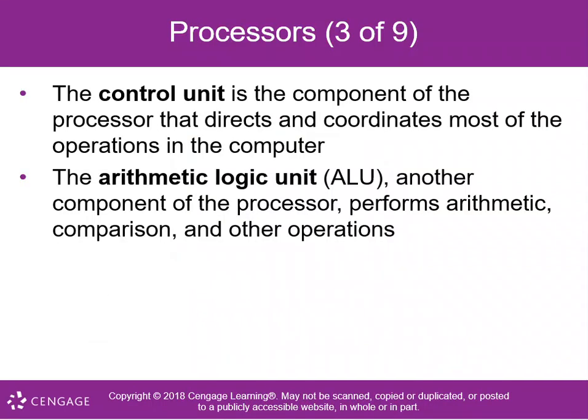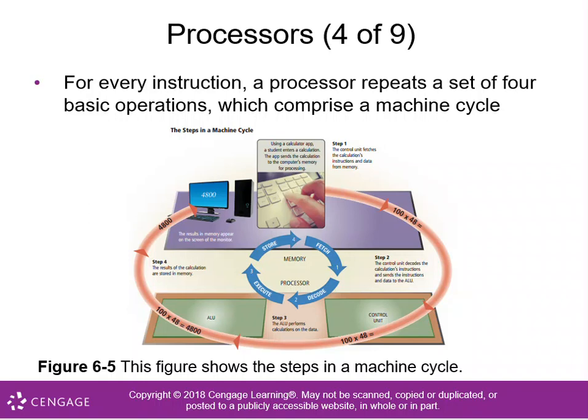The control unit is the component of the processor that directs and coordinates most of the operations in the computer. The ALU is another component of the processor that performs arithmetic, comparison and other operations. The ALU is more about performing arithmetic, such as addition and subtraction. The control unit is more about coordination of the operations in the computer. Next.